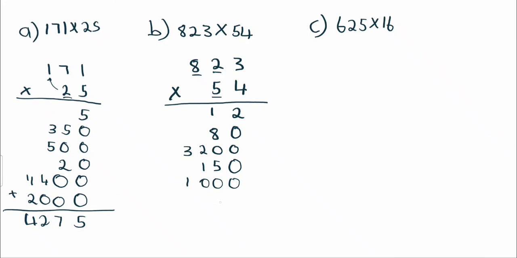Next, 50 times 800. 50 has 1 zero, 800 has 2 zeros. 5 times 8 is 40. Write down the 40. Underline. It is now time to add everything. 2 will give us 2. 1 plus 8 is 9. 9 plus 5 is 14. 4, carry the 1. 1 plus 2 is 3, plus 1, 4.